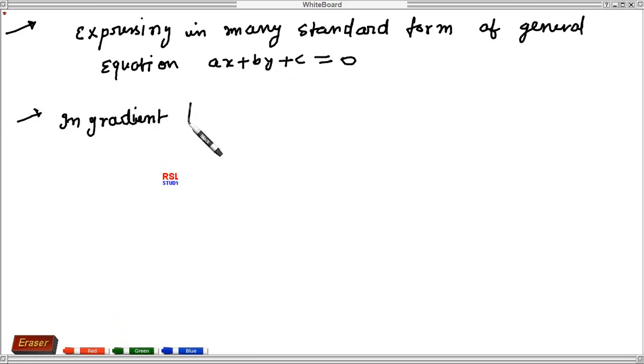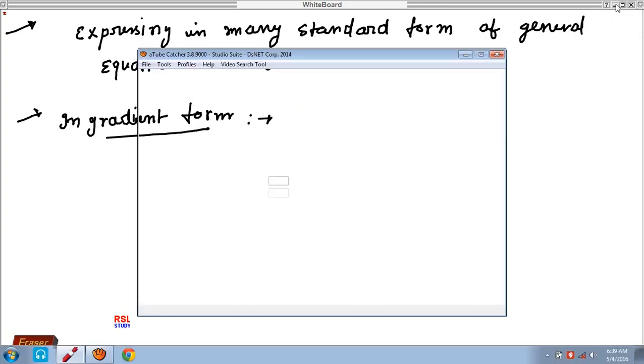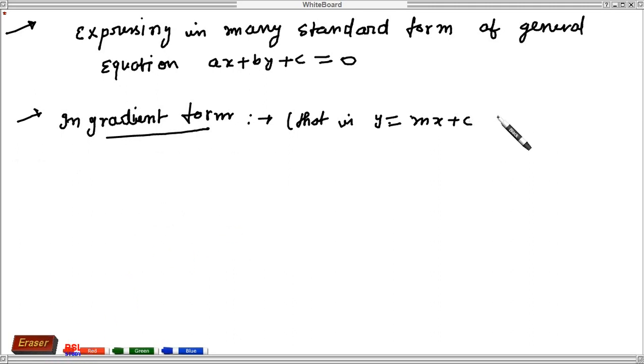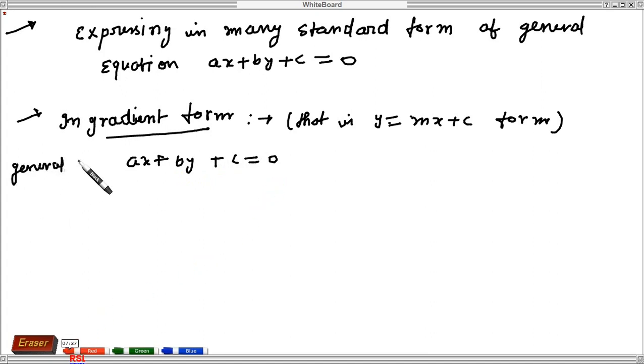In gradient form, how will we convert this general equation into gradient form? Gradient form means converting to y equal to mx plus c form. Here the general equation of a line is given, ax plus by plus c equal to 0.